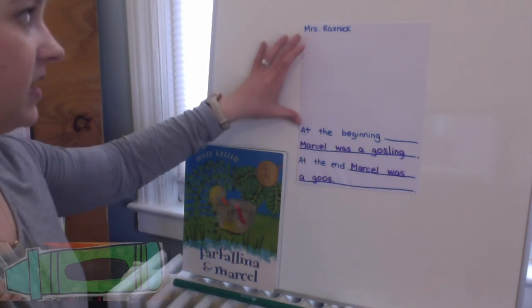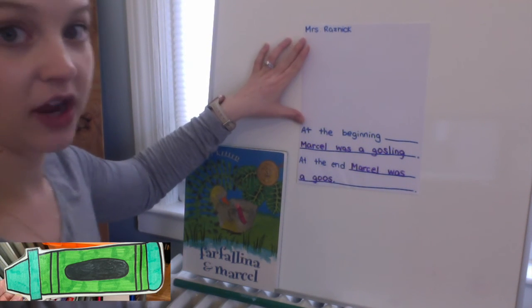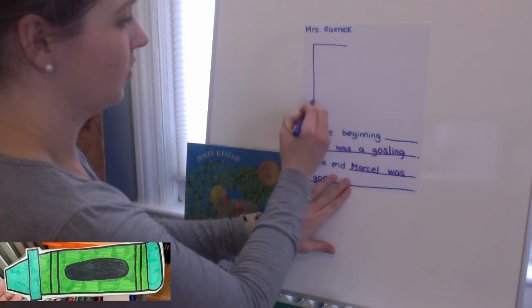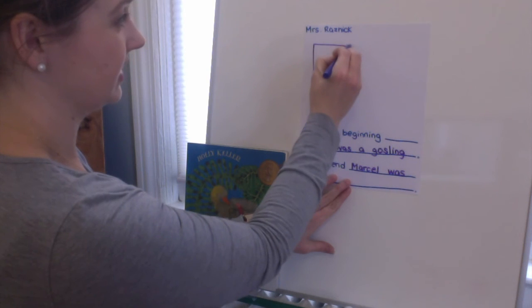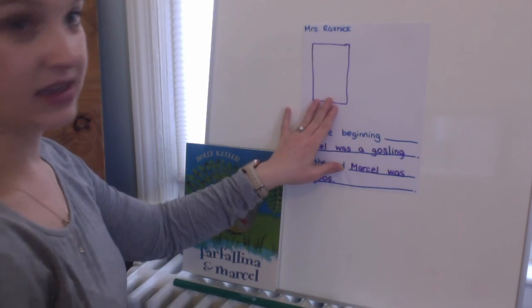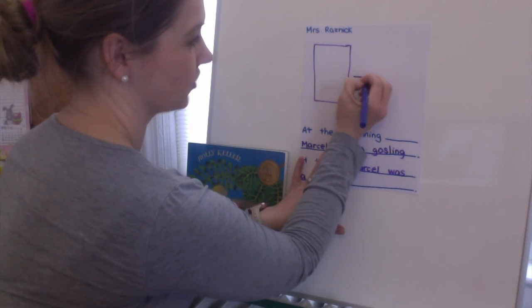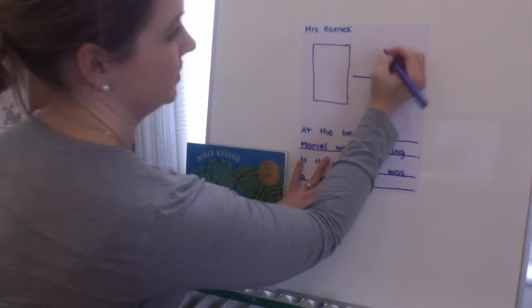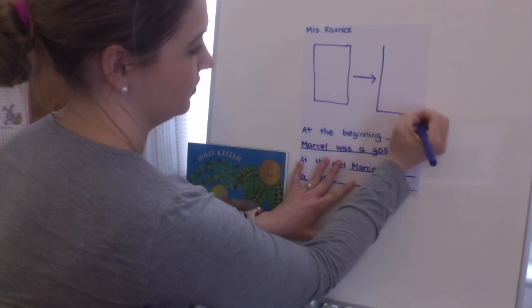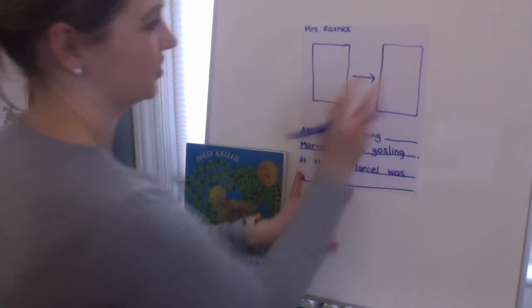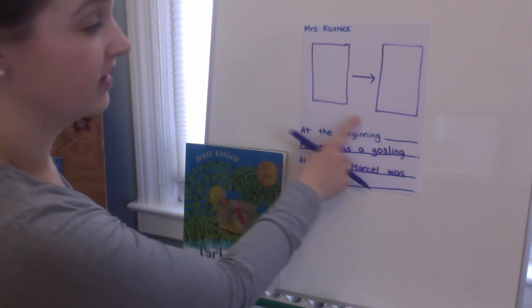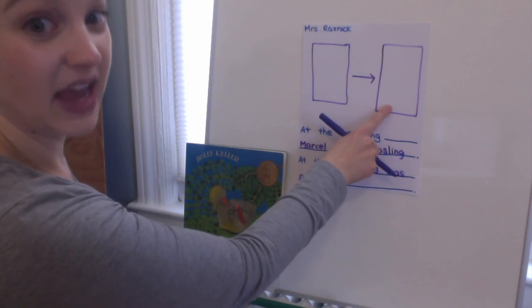Now for my picture, I want to show that change. So I probably want to make one picture on this side of my picture space, and then I might want to draw an arrow to show that it's going to change from this to this. So now I have two picture boxes, one to show the beginning and one to show the end.